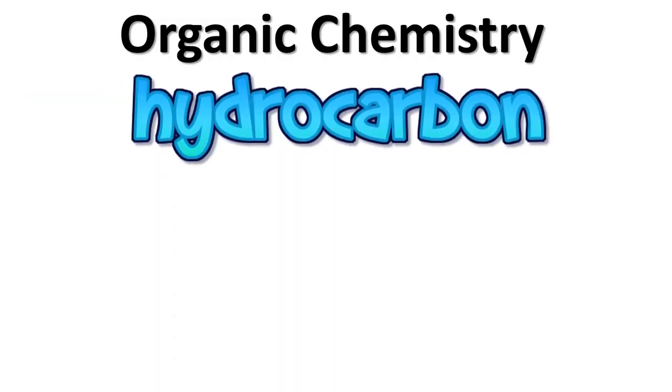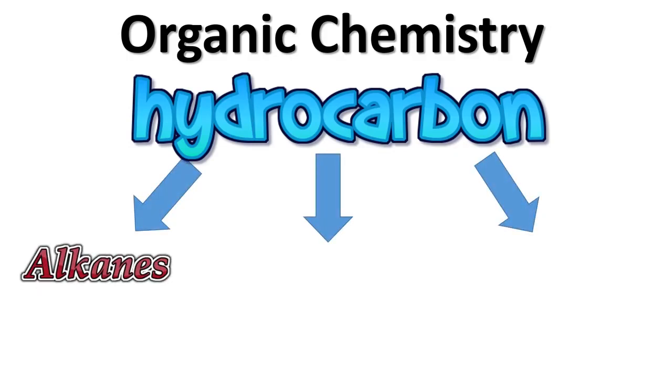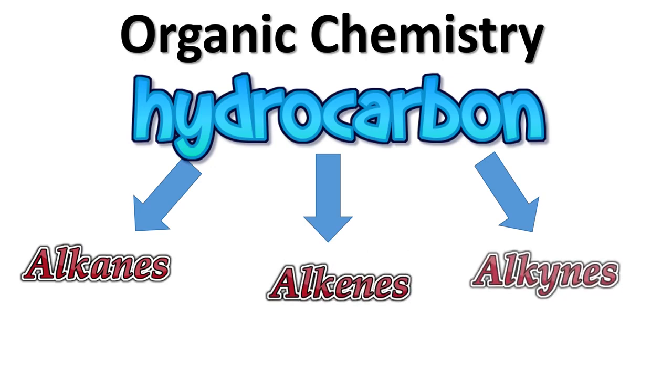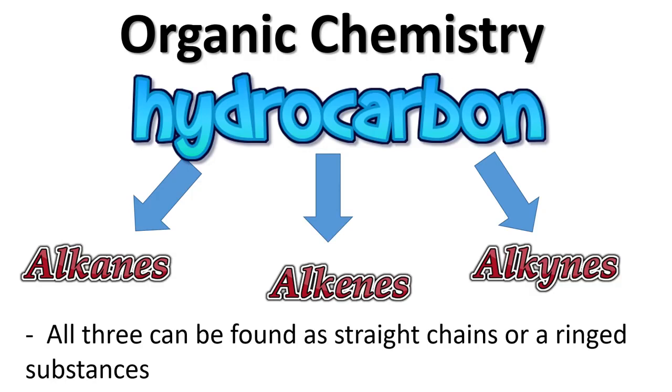So there's a couple of branches of hydrocarbons that we're going to be exploring in the first couple of lessons. Firstly, we're going to look at alkanes, which have single bonds. Then we're going to look at alkenes that have a double bond. And then we're going to look at alkynes that have triple bonds. And all these hydrocarbons can be found as either a straight chain or they can be found as some kind of ring. And we'll investigate both of those as well.